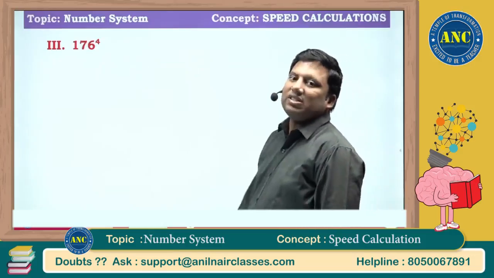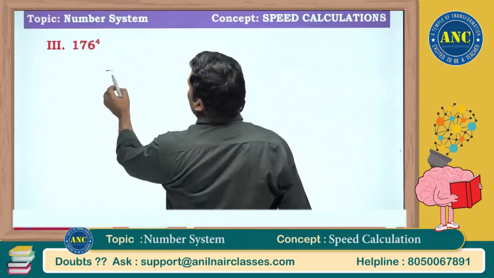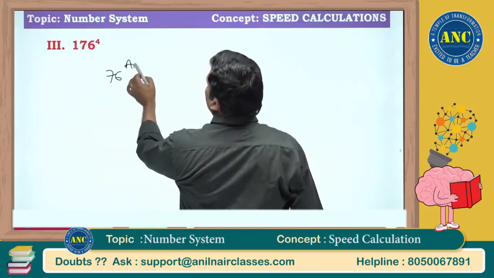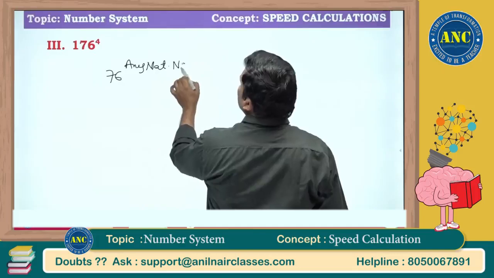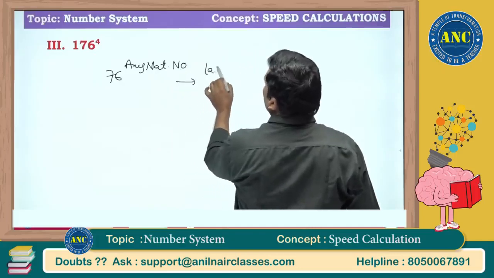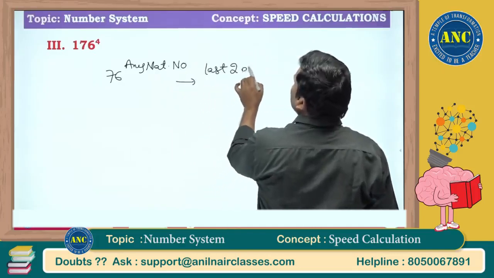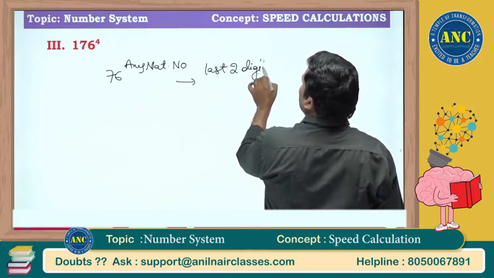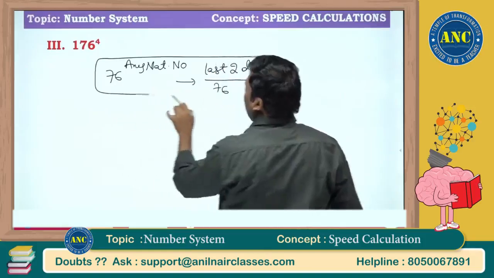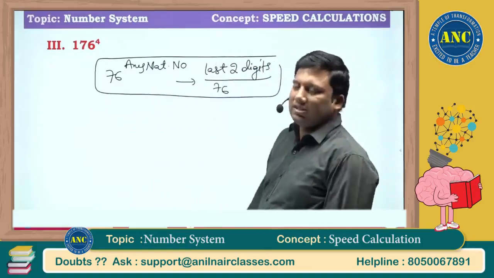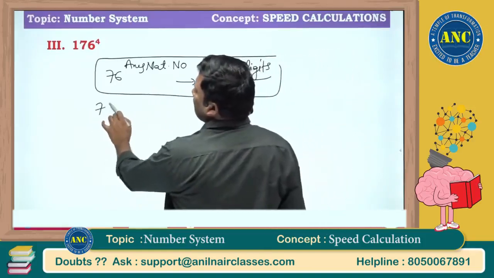Next one, 176 power 4. What is the logic we discussed? 76 power any natural number, the last 2 digits will be 76. So the answer for this question is 76.